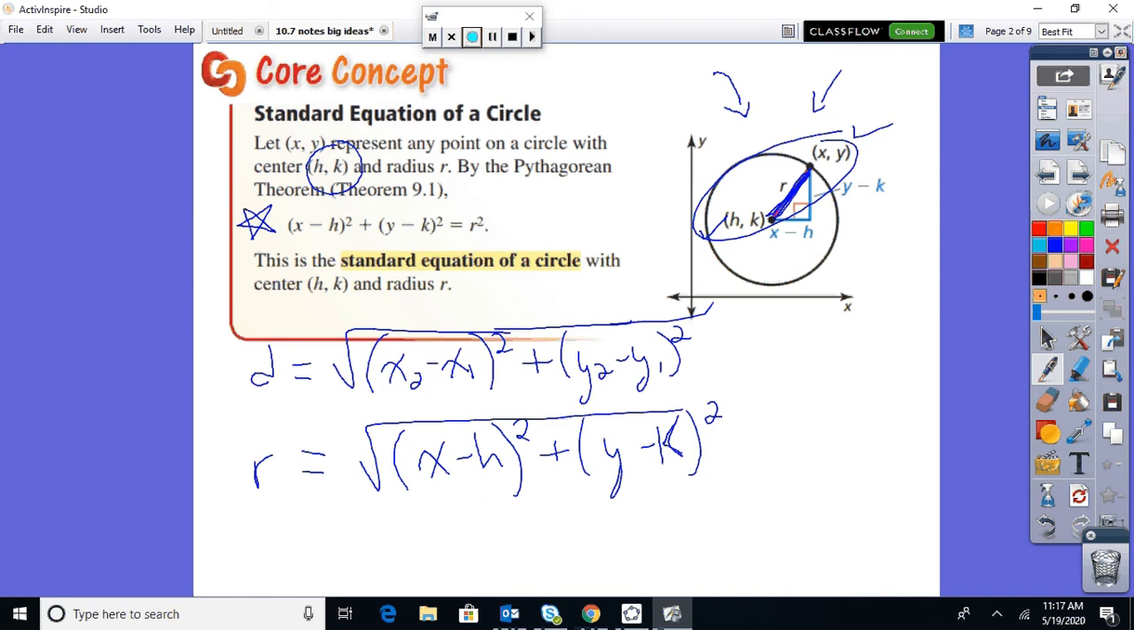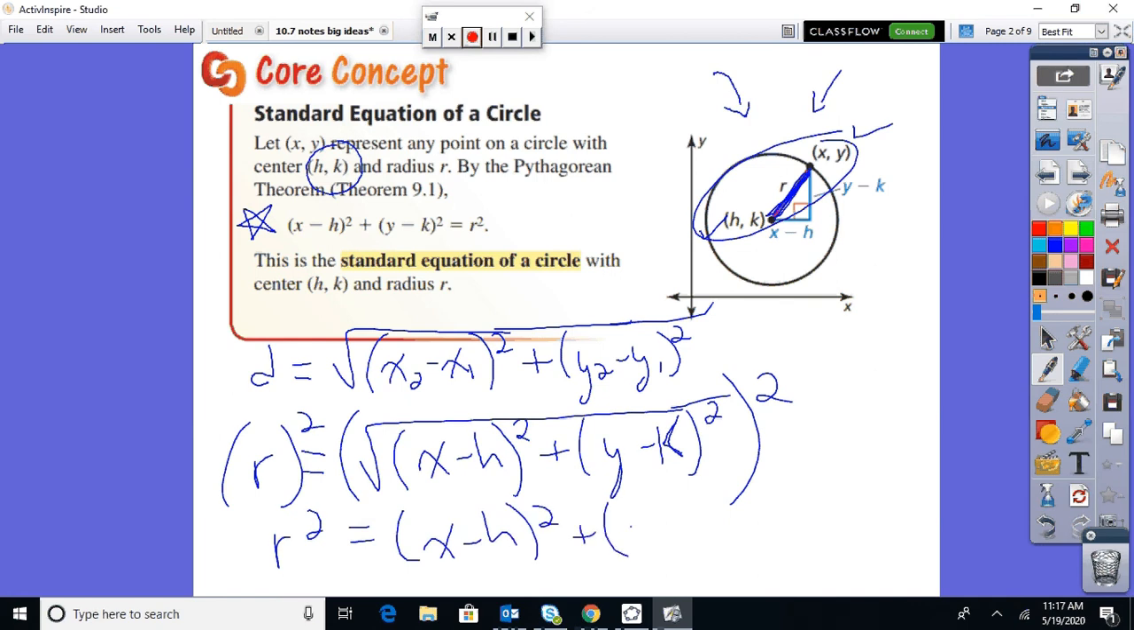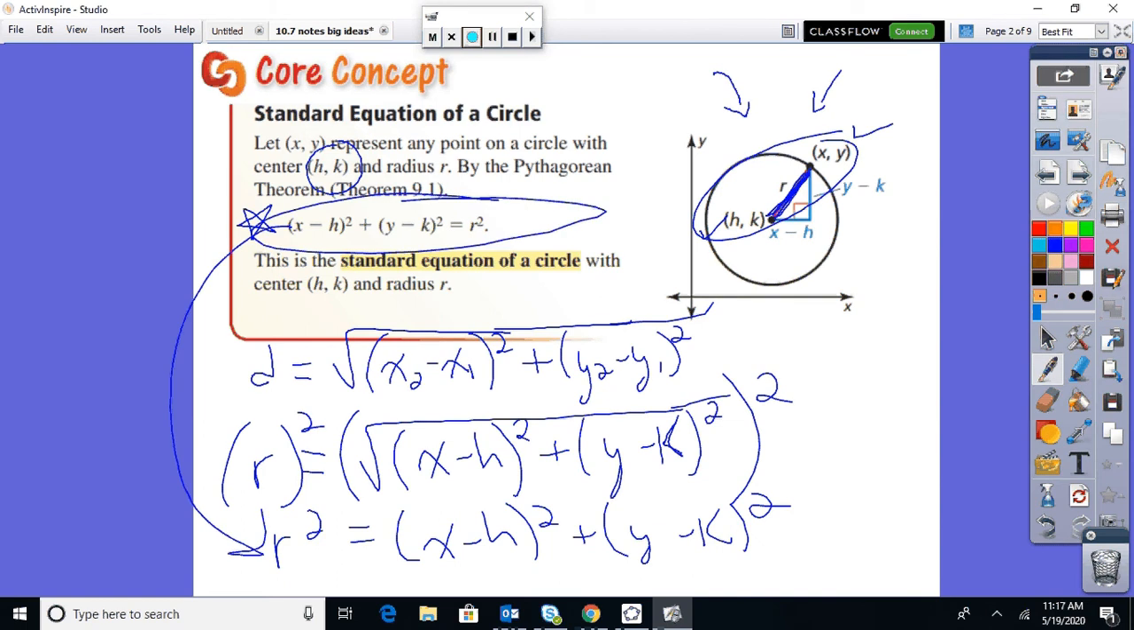So now, if I want to get rid of the square root, I would square both sides. And so that leaves us with r squared equals x minus h quantity squared plus y minus k quantity squared, which is the formula for the equation of a circle. So there you go, guys. That's where it comes from. It's essentially using distance formula, Pythagorean theorem, to generalize what's happening within a circle.